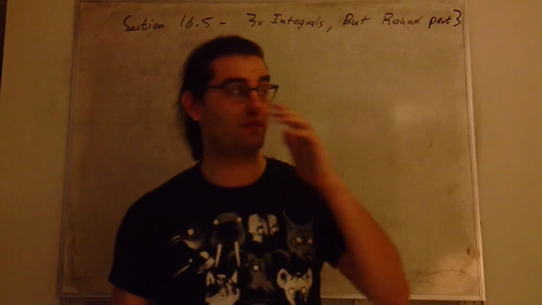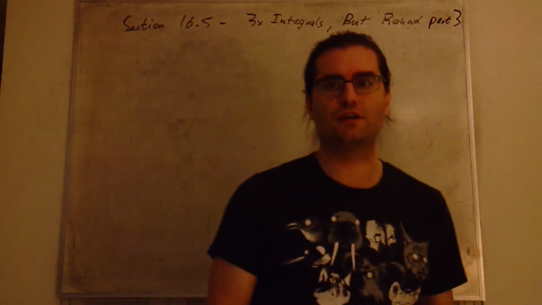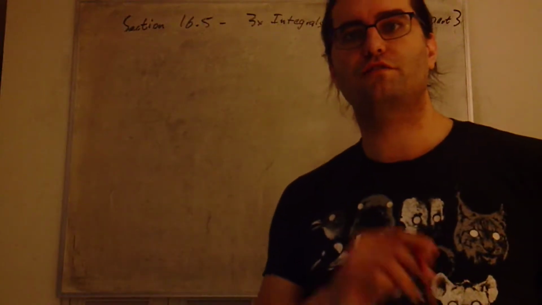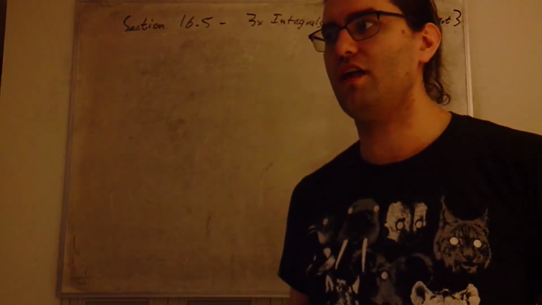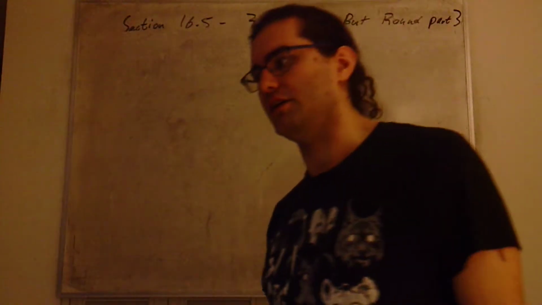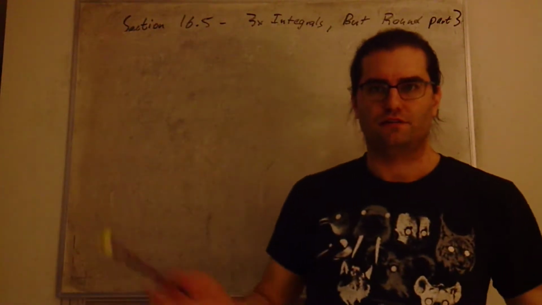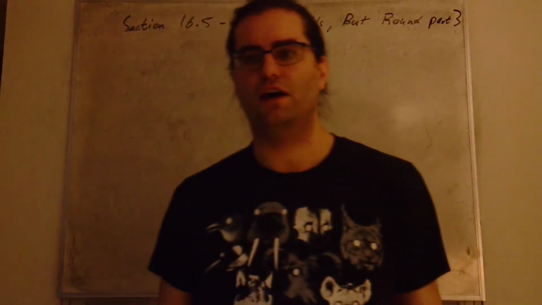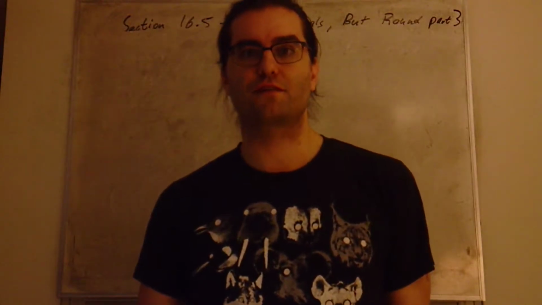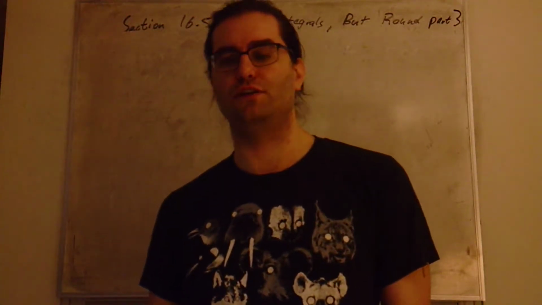This is part 3 of our video on section 16.5. We're doing triple integrals but round. In our first two videos we covered cylindrical coordinates, which are a lot like polar coordinates. It's polar coordinates and then you attach a z-axis to them. And we did some integrals with density, we did some integrals with space between two curves. I think it went pretty well. Now it's time to talk about spherical coordinates, which is a lot less like polar than you might expect.